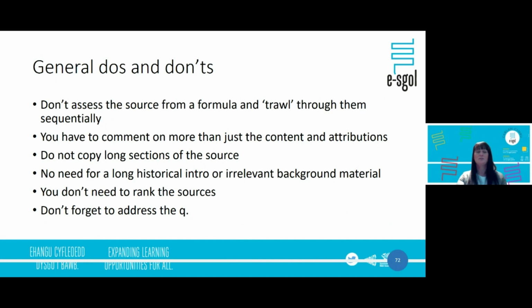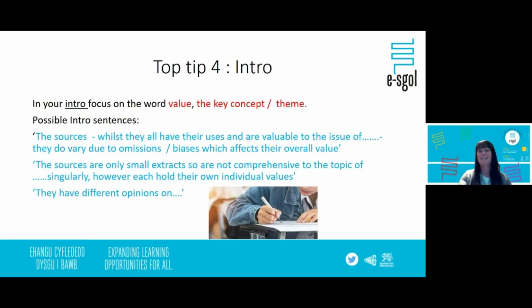General do's and don'ts. Don't assess and trawl through them sequentially, as I just mentioned. You have to comment on more than just the content. You have to comment on more than just the attribution, the bit of information that they give. Don't copy long sections of the sources out. There's absolutely no need. No need for long historical introduction or any irrelevant background material either. You don't need to rank the sources and address the question as much as you can in your answer.